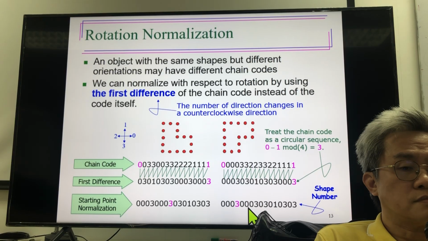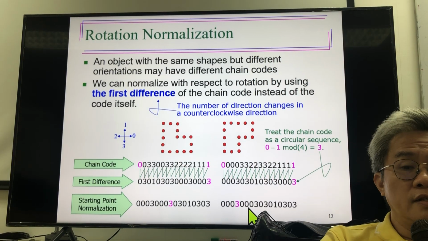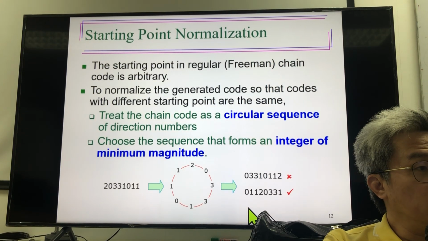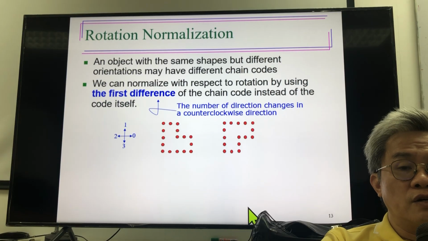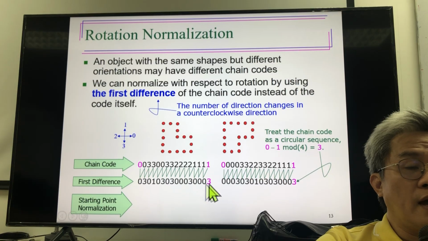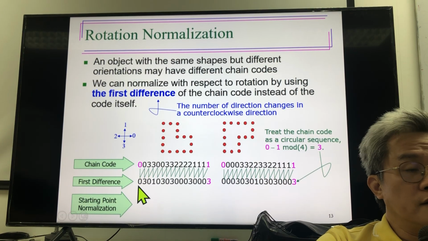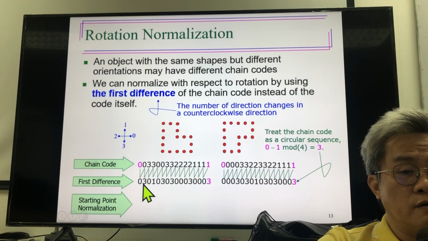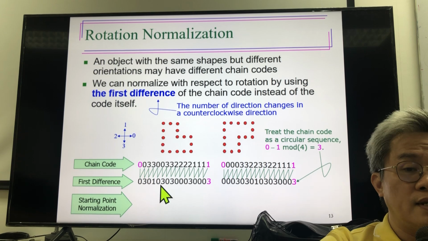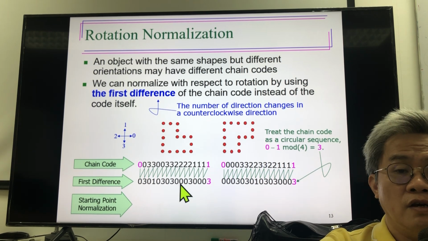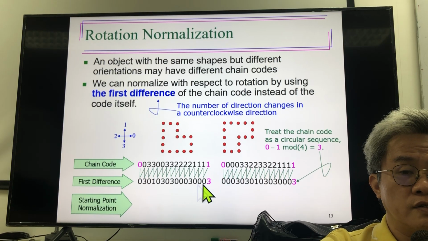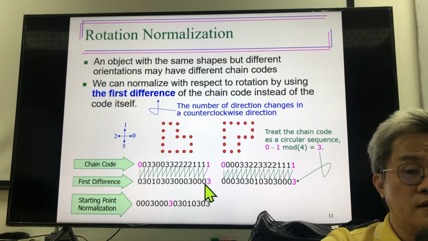Here, starting point normalization, just like in the previous one. Here, you think of it as a circle, and then you choose the smallest. So you treat these chain codes as a circle, right? You read 0, 3, 0, 1, 0, 3, 0, 2, and then you pick the smallest value. The smallest value is the one with a lot of leading zeros. So in this case, it's 0, 0, 0, 3, and then 0, 0, 3 here. This is the starting point.